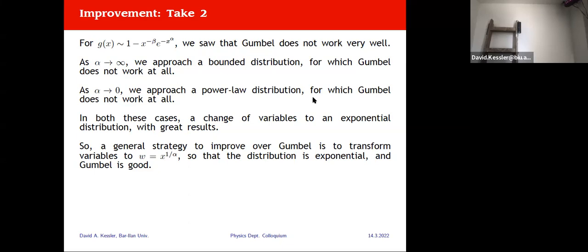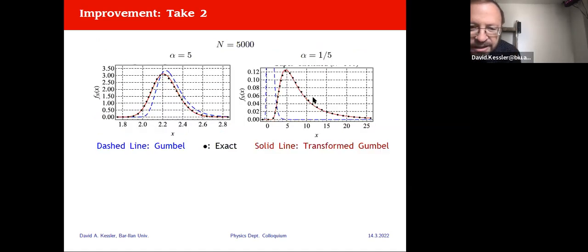So the problem with an e to the minus x to the fourth distribution is it's essentially bounded. It's almost bounded, right? And so the trick that worked for a bounded distribution, namely changing variables, works for this as well. Similarly, when alpha goes to 0, it's a power law distribution, and our trick that worked for power law distributions will work for this as well. And if you do that, you get amazingly nice results.